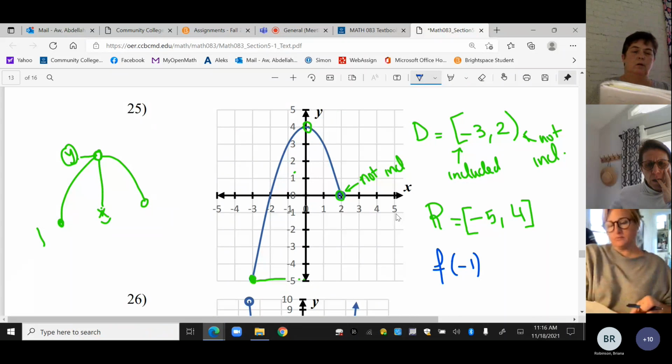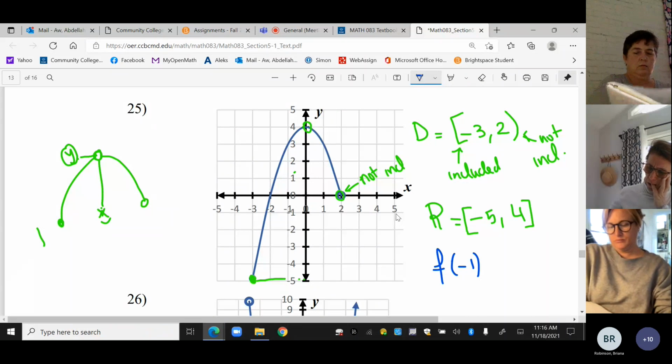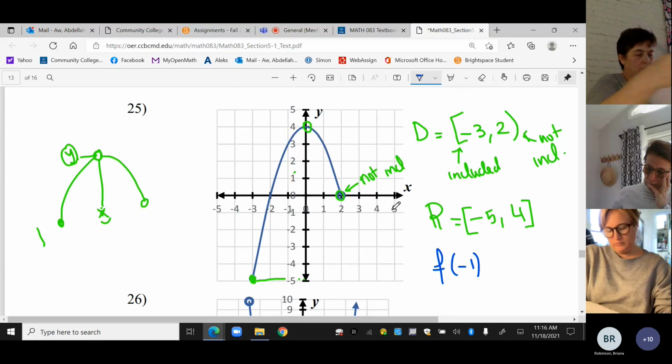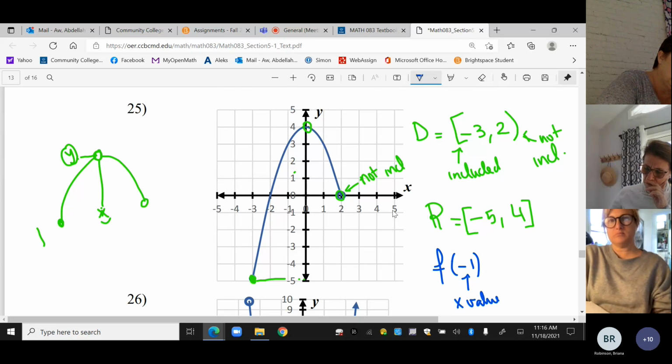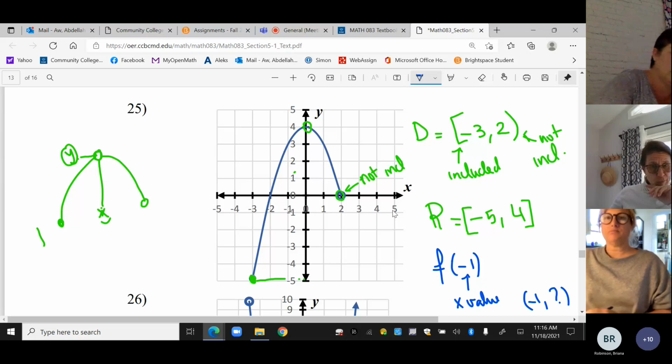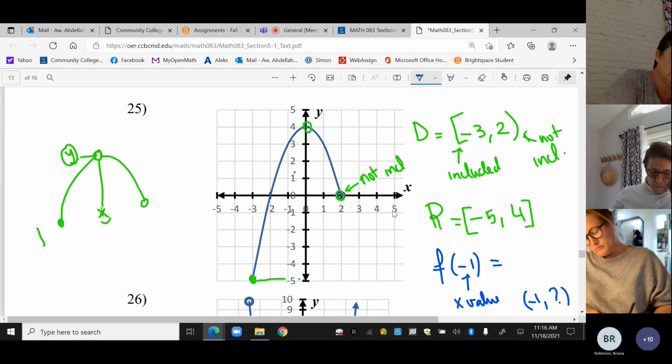This -1 here, is it an x value or a y value? What do you think? It's an x value, right? The next one here is an x value. It means on the graph, I have a point where the x is -1. I'm looking for the y from the graph. That y will be f of -1.